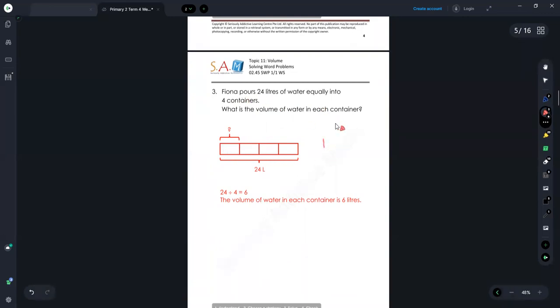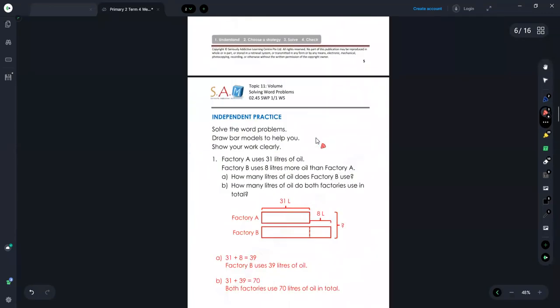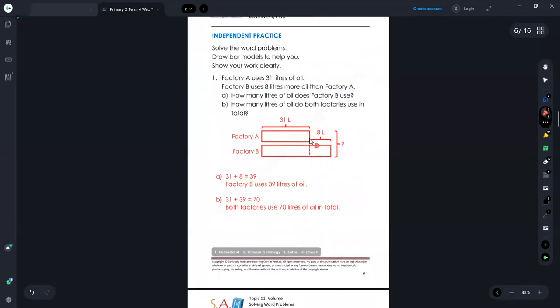So how do you draw this? 24 liters, equally into 4 containers. So label 24 first, go step by step. 24 liters equally into 4 containers. So that means that they need to break it up into 4 equal parts. And the question is this, a question mark there.